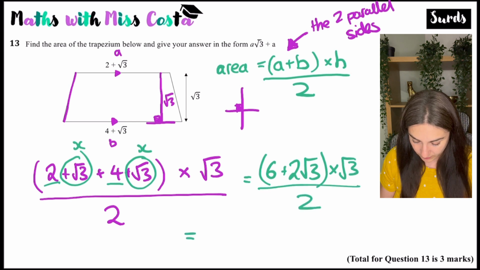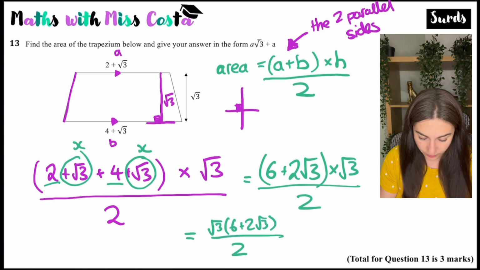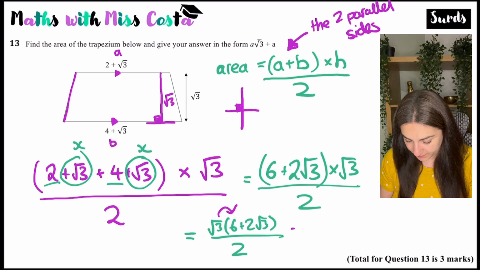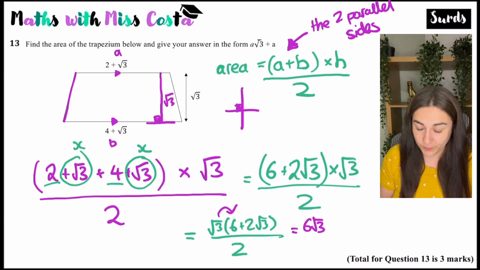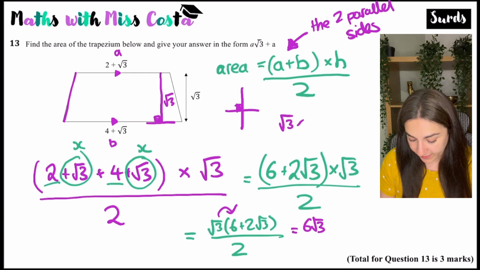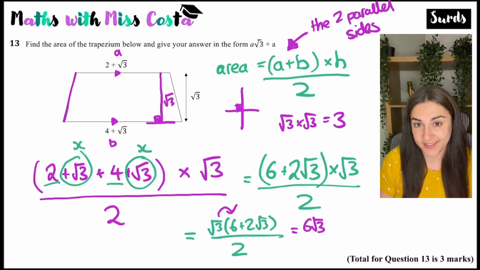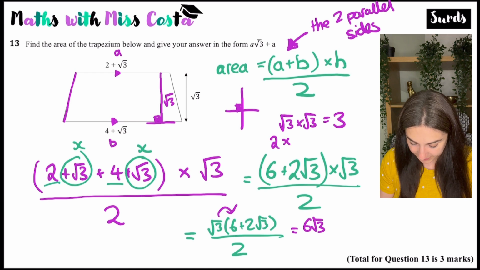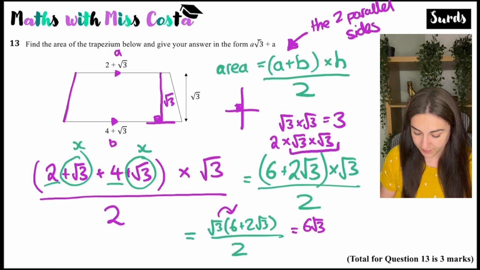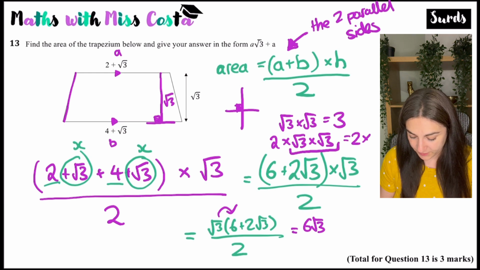So root 3, let's put it like a bracket like that. Root 3 times by 6 is just going to be 6 root 3. And root 3 times by, this is where it's a little tricky, hopefully you remember that root 3 times by itself is its unsurd self. So root 3 times by 2 root 3, that's the same as saying 2 times root 3 times by root 3. So this is just going to become 3. So that's the same as saying 2 times 3, which is 6.